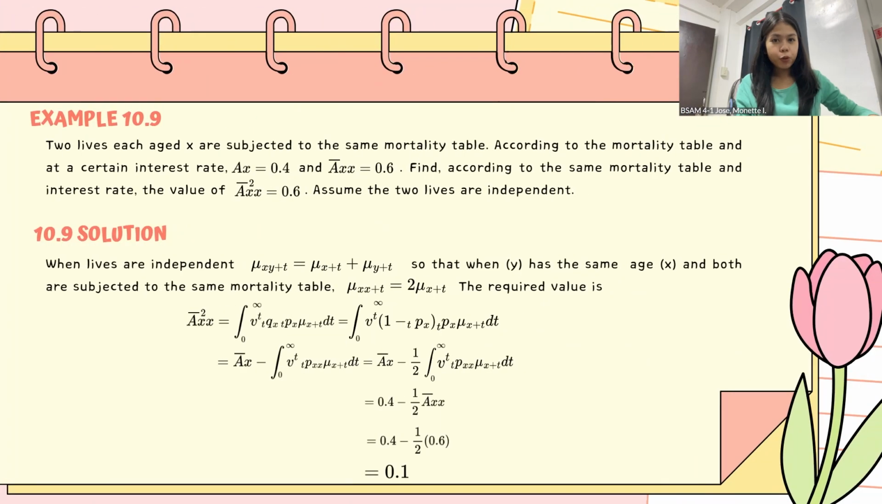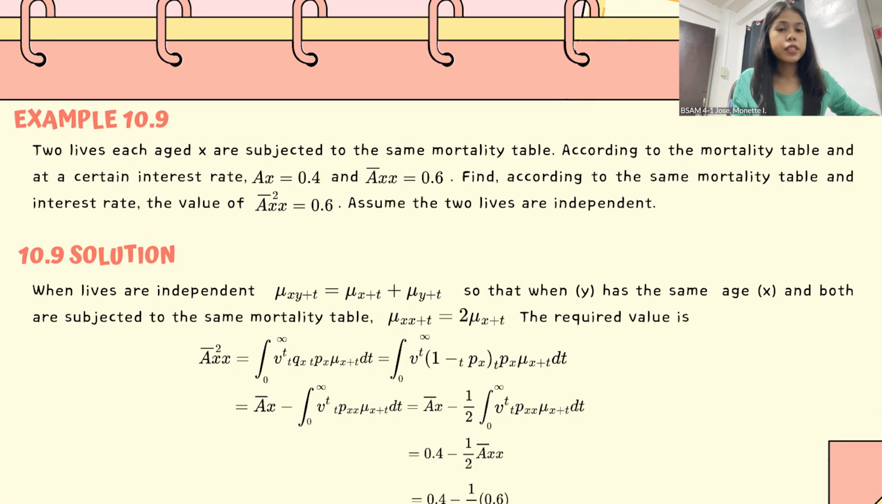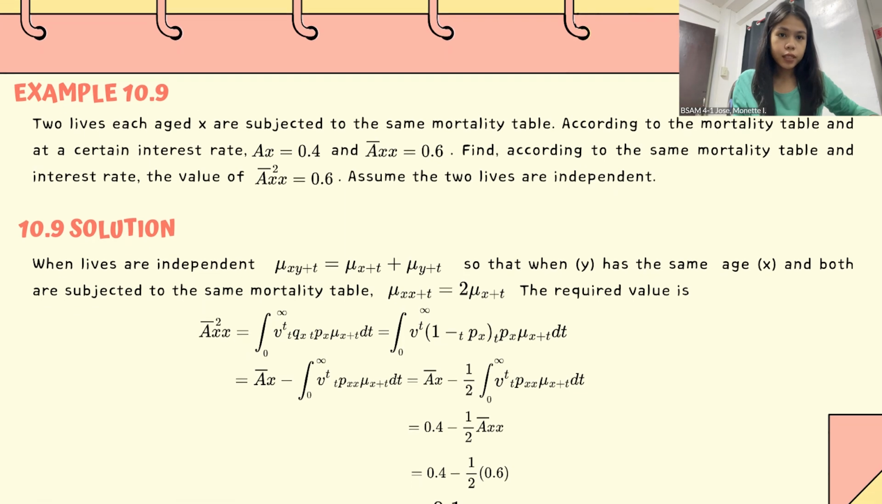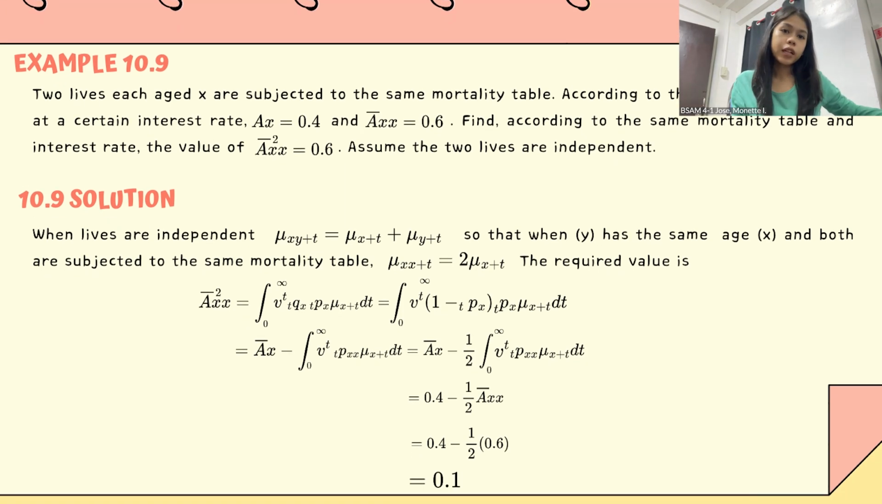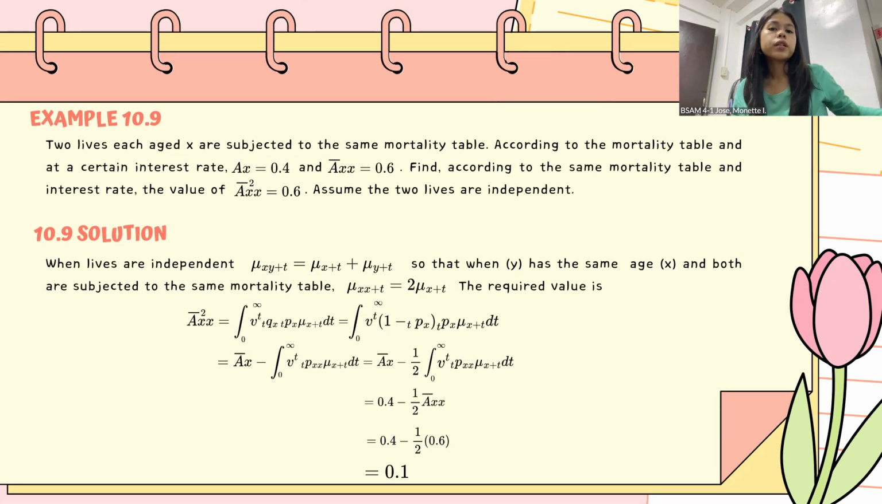For example 10.9, given that A sub x bar is 0.4 and A sub xx bar is 0.6, we will find the second death contingent insurance where the death benefit is paid upon the death of the second x. Since both lives are the same age and subject to the same mortality, this simplifies to mu sub xx plus t equal to 2 times mu sub x plus t. Solving this and substituting the formula of the second death contingent insurance, we will get 0.1.